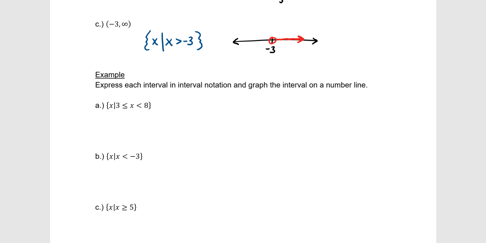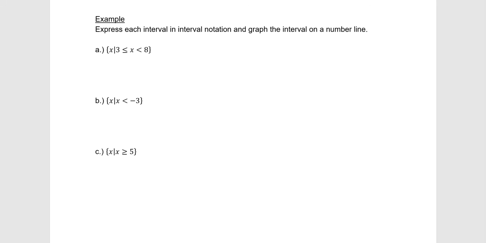Okay, so let's go the other way, starting with set notation and going to interval notation. We have the set for a here, the set of all x's such that x is between 3 and 8. We are including 3, we are not including 8. So in interval notation, we would have a bracket on the 3 and a parenthesis on the 8. And on the number line, it would look something like that, everything between 3 and 8, including the 3, not including the 8.